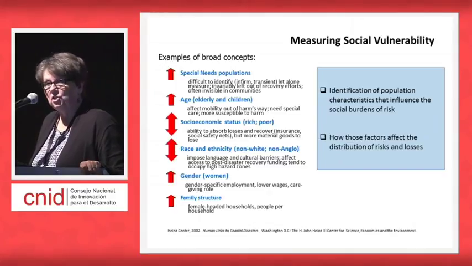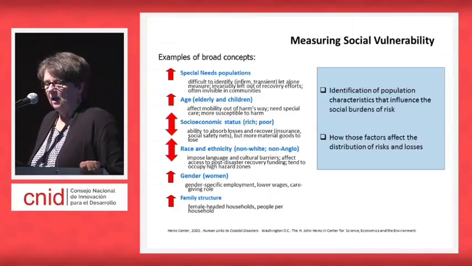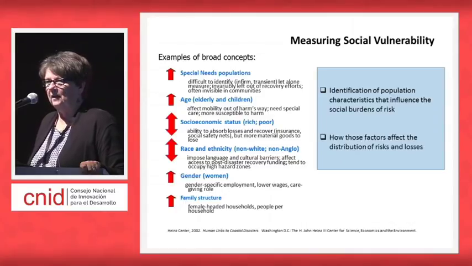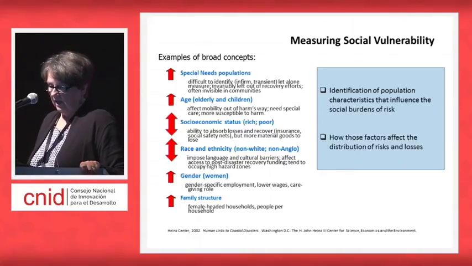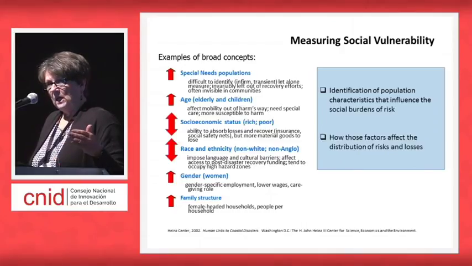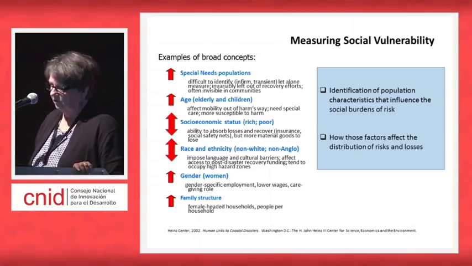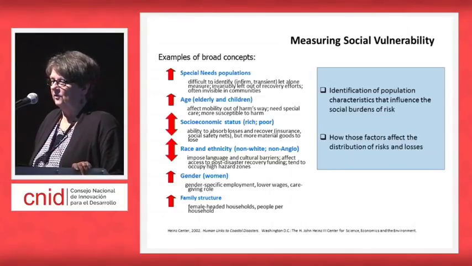Race and ethnicity, gender is a particular concern that has come out over and over again in the literature and in practice. This is related to the caregiving role that women provide in many societies, the specific gender-specific employment that many women are engaged in, and the fact that they earn less money than their male counterparts, and then also family structure. So individually, collectively, whether or not it's a developing country or a developed nation, these broad concepts come out over and over again in terms of these are the factors that we know influence social vulnerability.